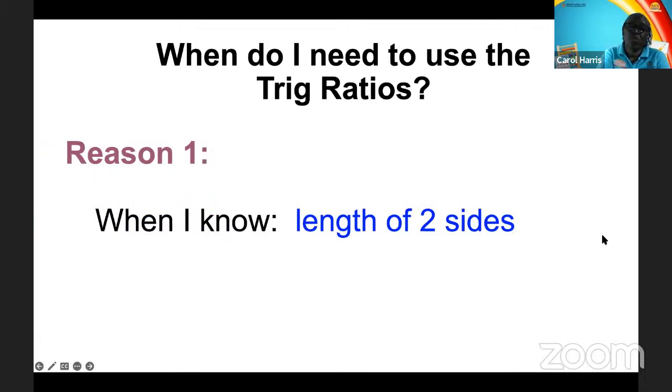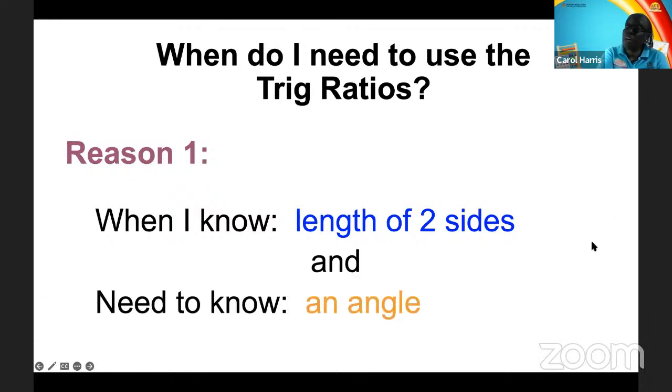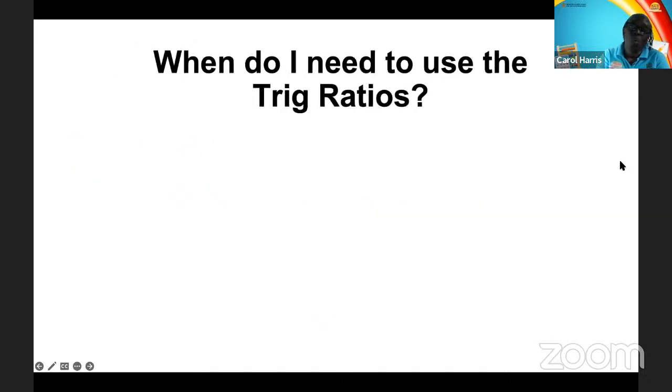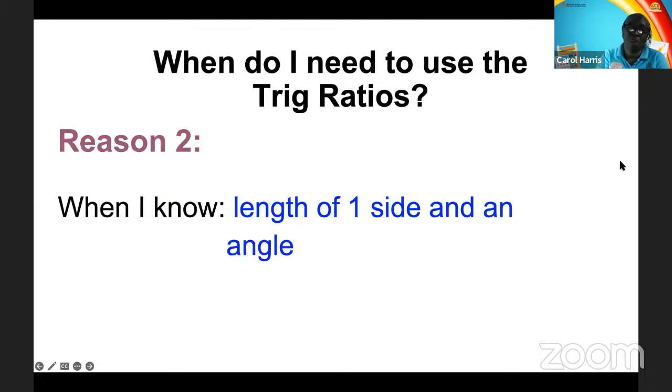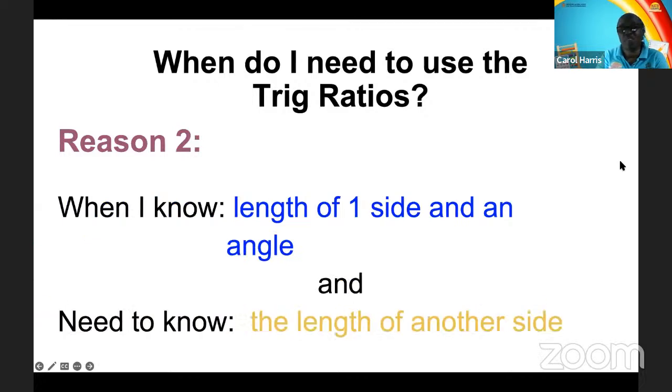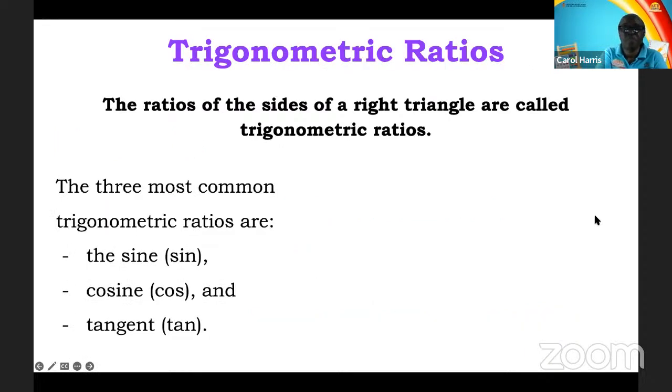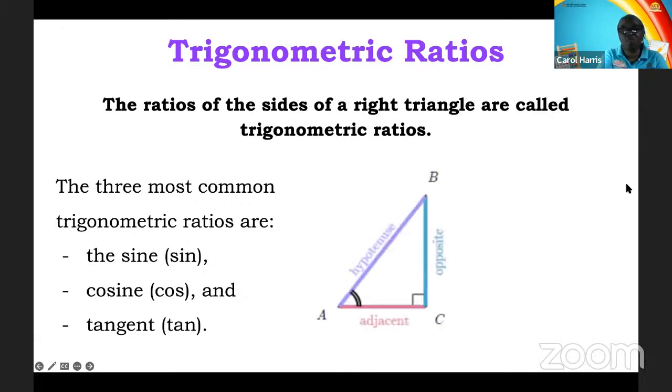So it's a right triangle, and I know the length of two sides, and I need to know an angle, just what we mentioned earlier. So like we had the opposite and the hypotenuse, I want to find an angle. And we can also use the ratios when we have the length of one side and an angle, and I need to find the other side. All right. And we did a bit of that earlier on. The most commonly used trig ratios at your level are the sine, abbreviated sin, cosine, abbreviated cos, and tangent, abbreviated tan, which you're all familiar with.